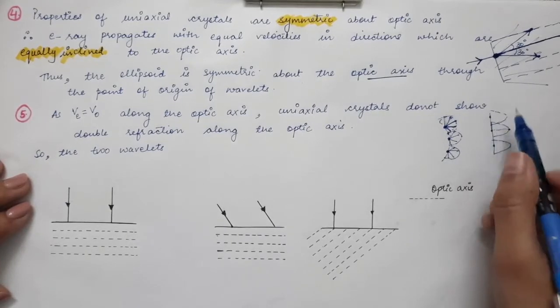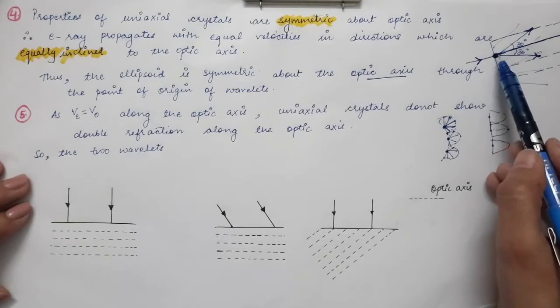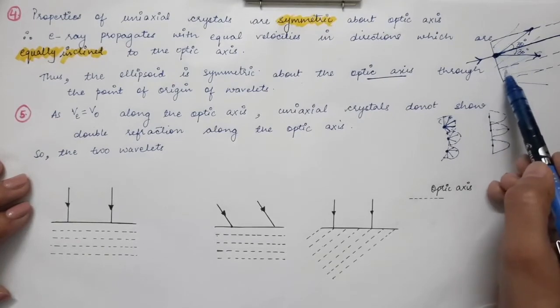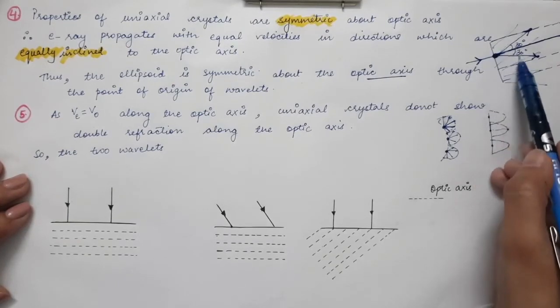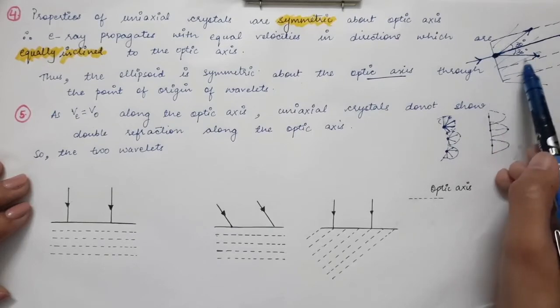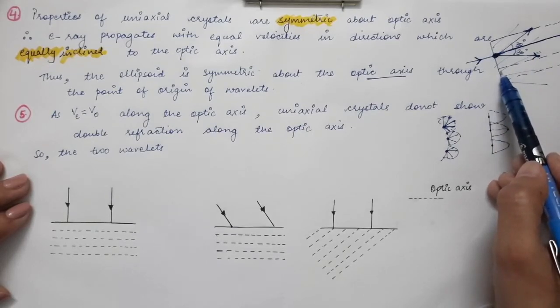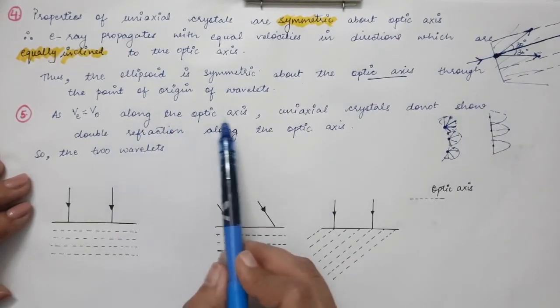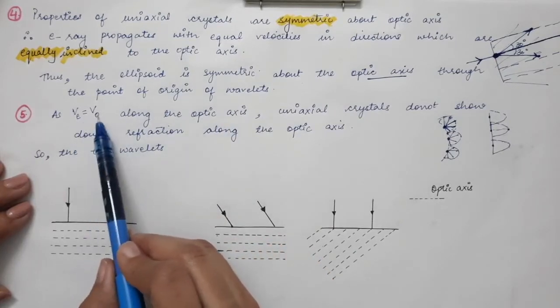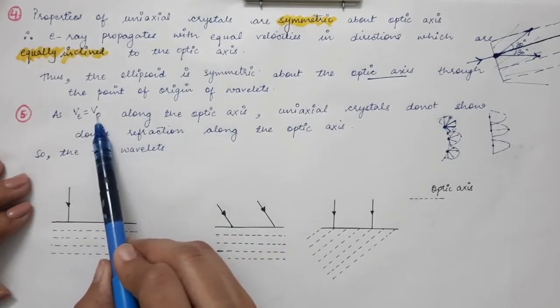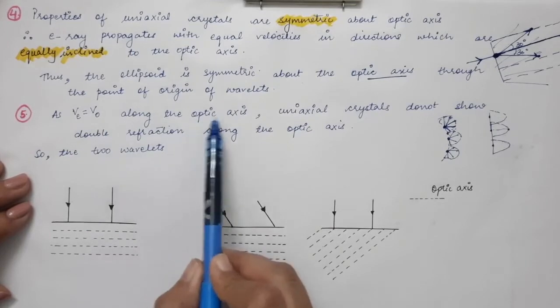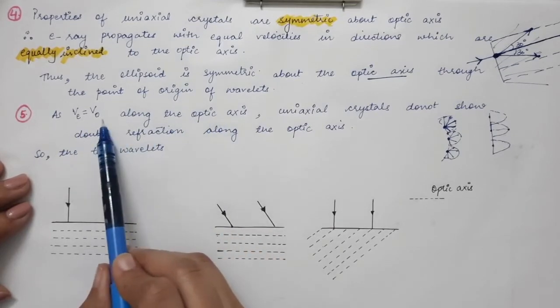So from this point, two wavelets will originate. One will be the spherical wavelet and another one will be the ellipsoid wavelet. And along the optic axis, both the E ray and the O ray travel with the same velocity. So along the optic axis, they travel with the same velocity.